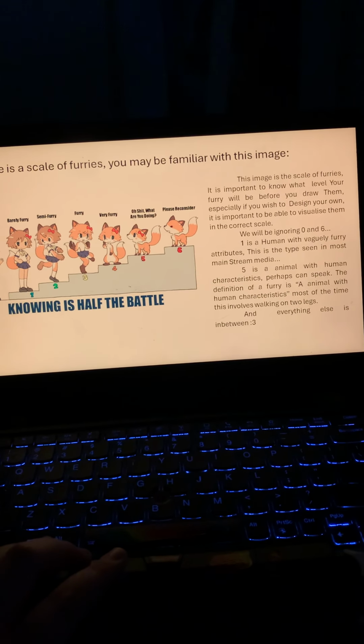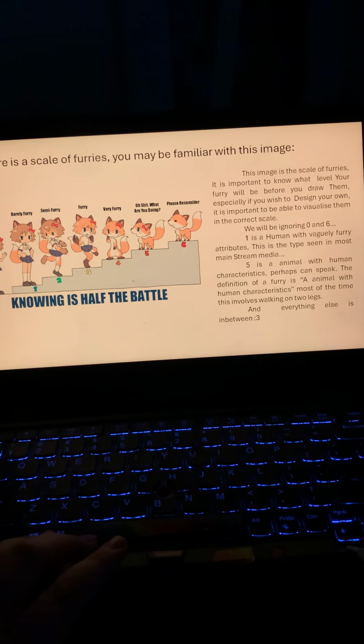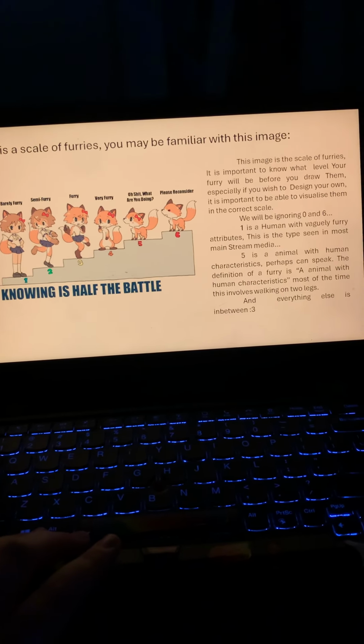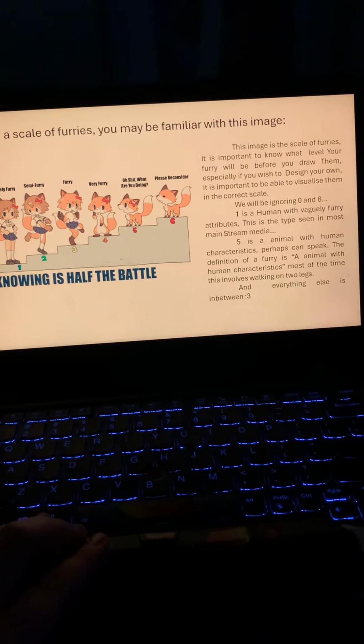We will be ignoring 0 and 6. 1 is a human with vaguely furry attributes. This is the type seen in most mainstream media. 5 is an animal with human characteristics, perhaps can speak. The definition of a furry is an animal with human characteristics most of the time. This involves walking on 2 legs, and everything else is in between.